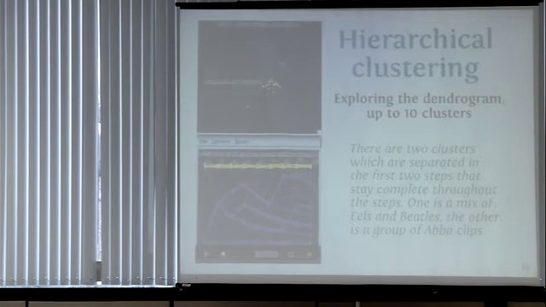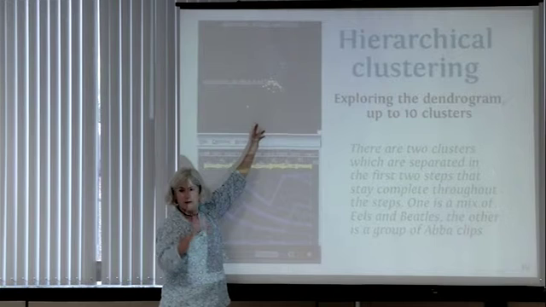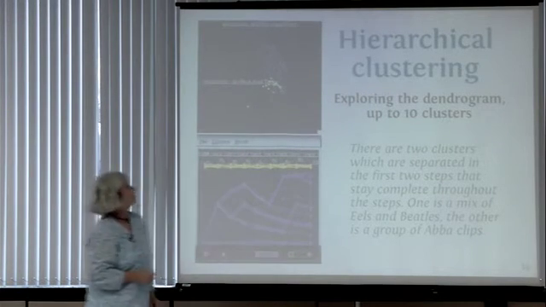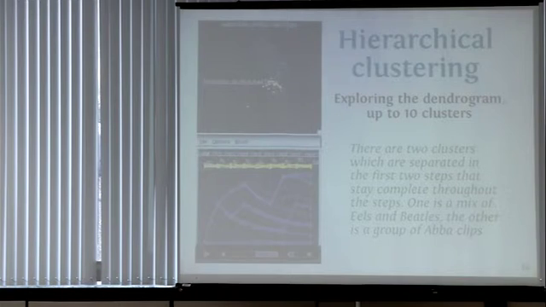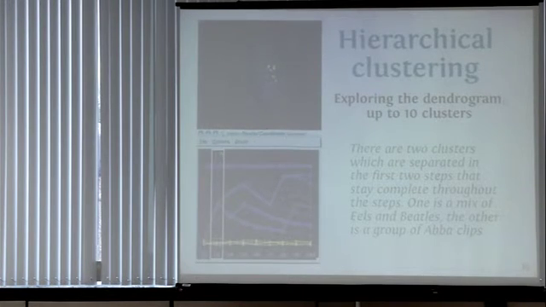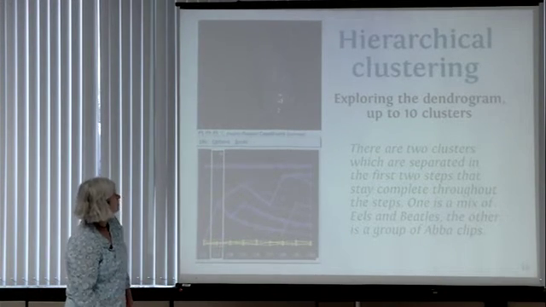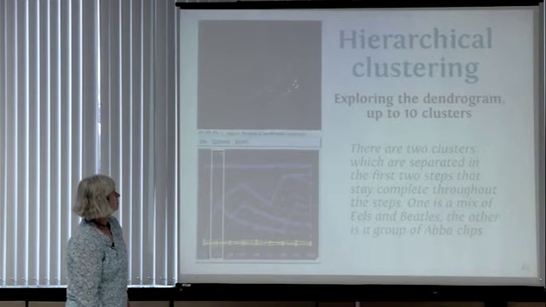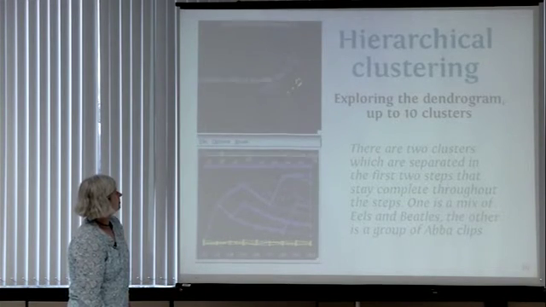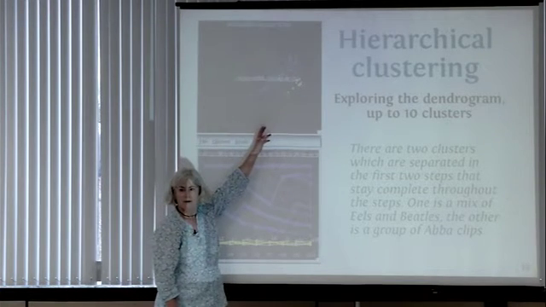I think they stay fairly close to one another, and by then identifying these cases, we can go back to finding which tracks form that cluster as well. So this is primarily the eels and the beetle tracks. This cluster down here, these are primarily the ABBA clips.